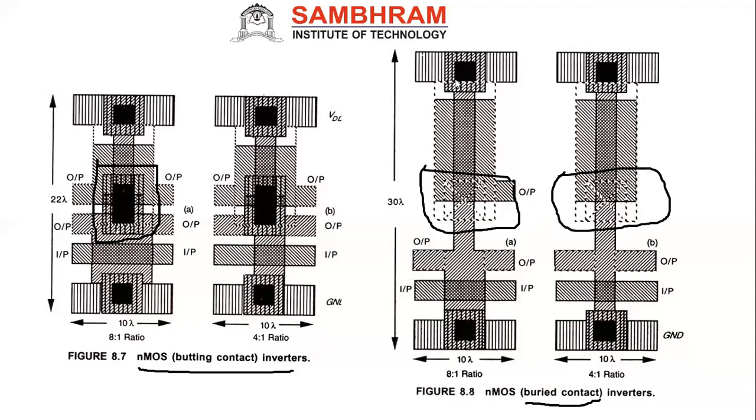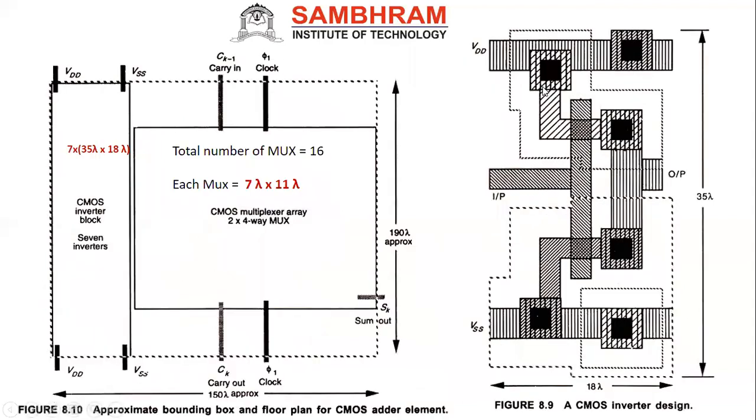Next, here we are showing the bounding box, that is the floor plan of the CMOS adder element. This is the CMOS inverter actually. Previously we showed the NMOS inverter. This is the CMOS inverter circuit, which we already drew. Now in this, what is the area of the CMOS inverter? We followed the minimum rules. That is 35 lambda cross 18 lambda, the area of the CMOS inverter.